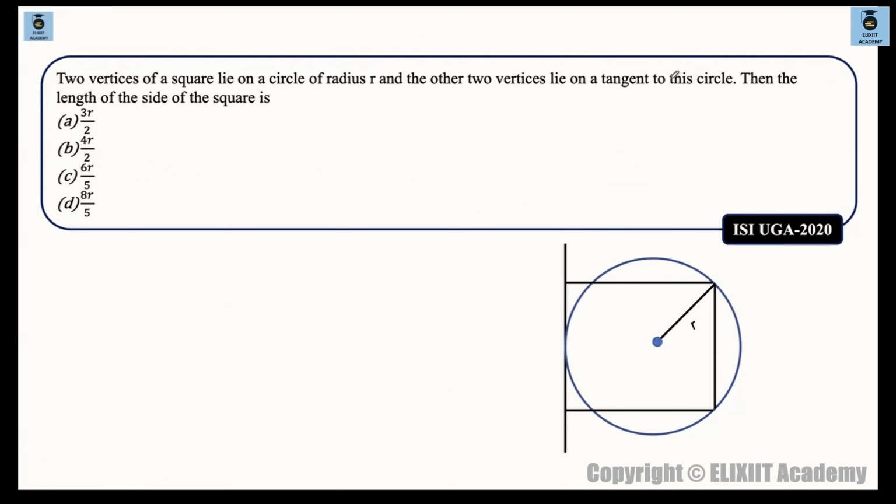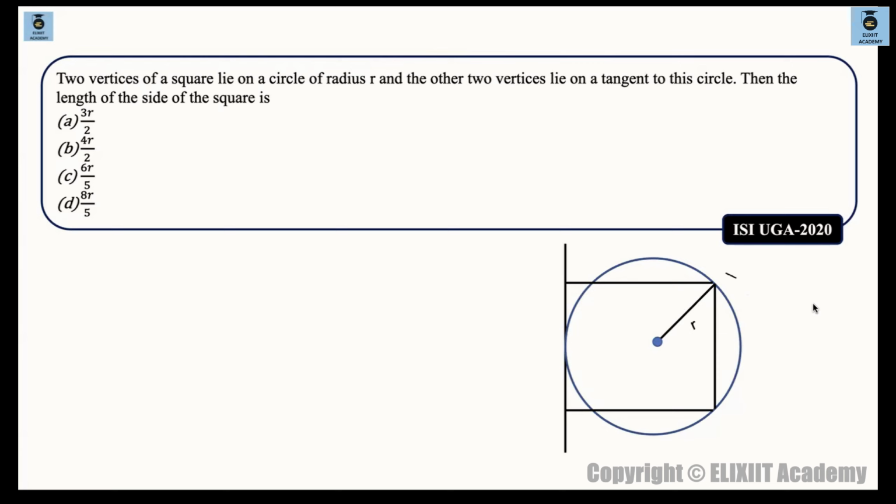Chalo, next question. Two vertices of a square lie on a circle of radius r, and the other two vertices lie on a tangent to this circle. Then the length of the side of the square is how much? This question has been repeated quite a few times. ठीक है, बोल रहा है कि two vertices of the square lie on a circle.